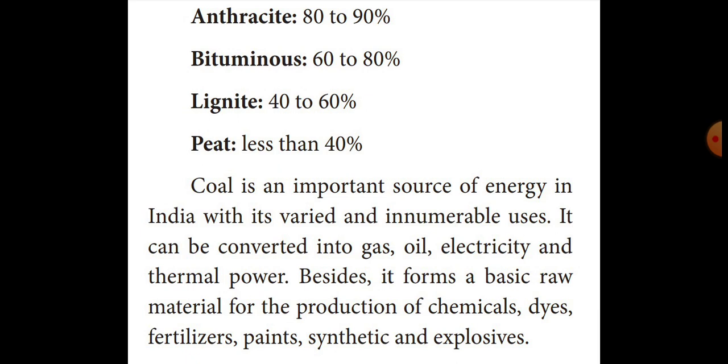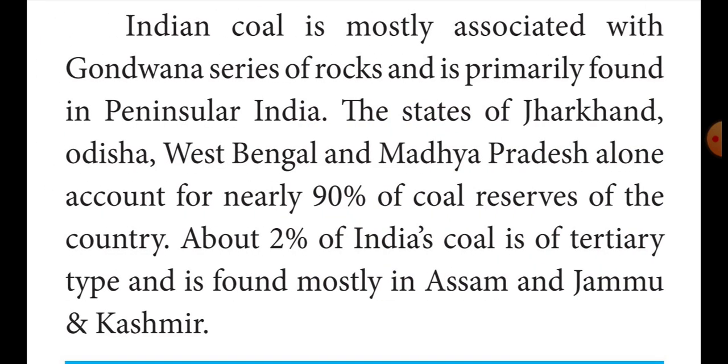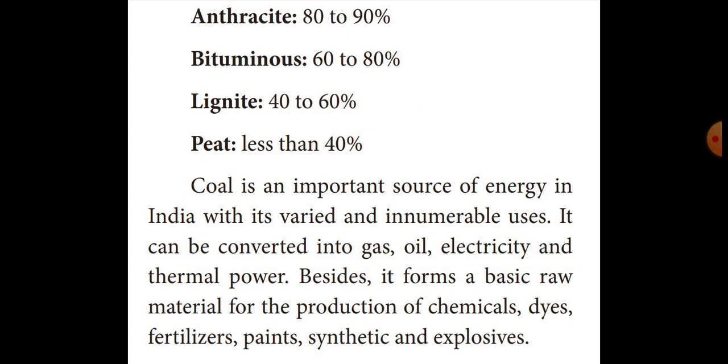80 to 90% of anthracite, 60 to 80% of bituminous, 40 to 60% of lignite, and less than 40% of peat. Coal is one of the important sources of energy. With the help of coal, they are converted into gas, oil, electricity, thermal power, etc. And it is used as raw material. It produces chemicals, dyes, fertilizers, paints, synthetics, explosives, etc.